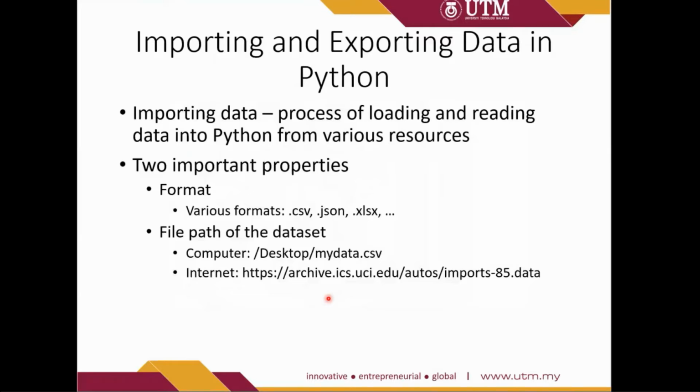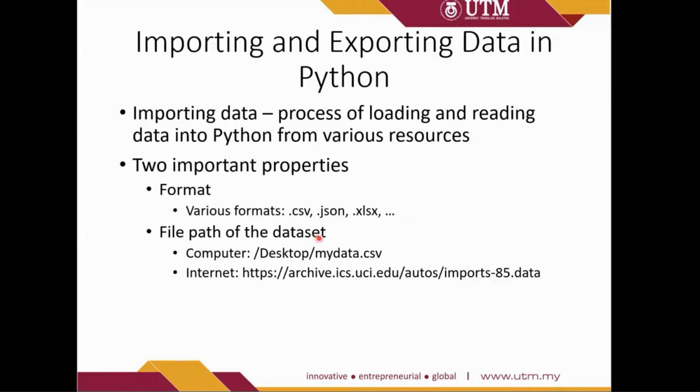Now, we move on to the next part, which is importing and exporting data in Python. When we import data, I think all of you know, it's the process of loading and reading data into Python from various resources. Now there are 2 important properties that you should look at when you want to import data. First is the format. There are various formats that you can import data in Python with. That's the CSV, our data set is comma separated value. You can use JSON, Excel, and so on and so forth.